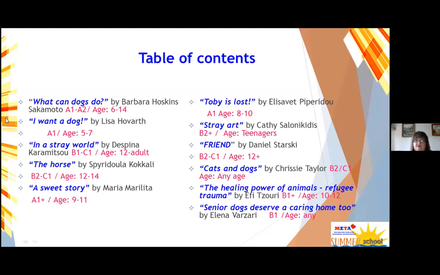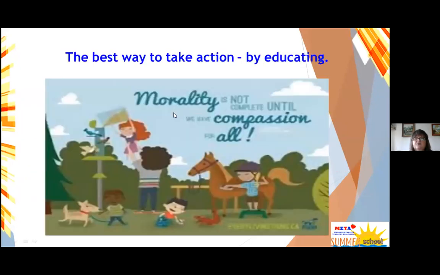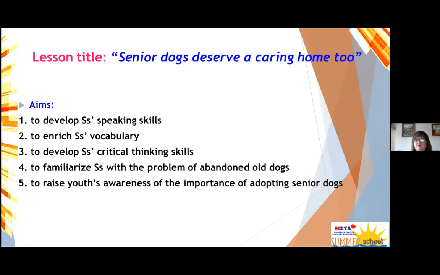And as we're in alphabetical order, my lesson is the last one, and I'll try at least to advertise my work. I'm quite certain that the best way to take action is by educating our students. So as I said, the lesson title is Senior Dogs Deserve a Caring Home Too. And here are the aims of the lesson. We tried to train as many language skills as possible.